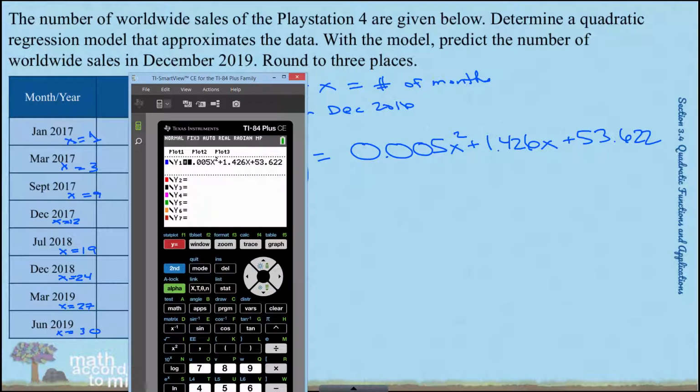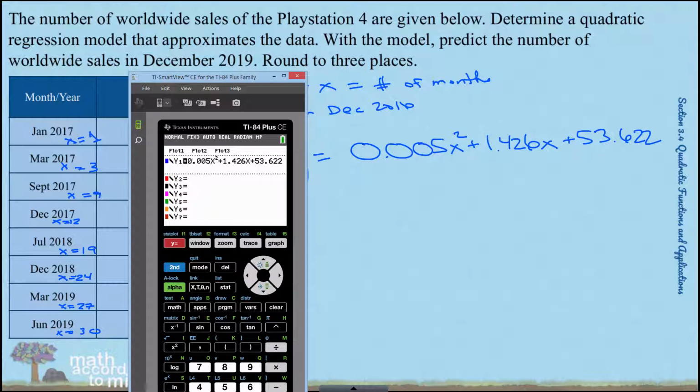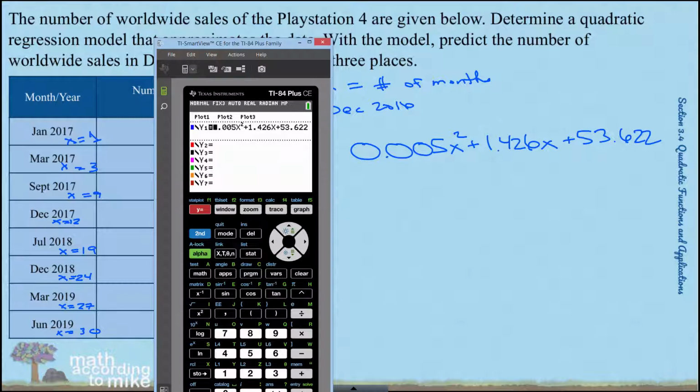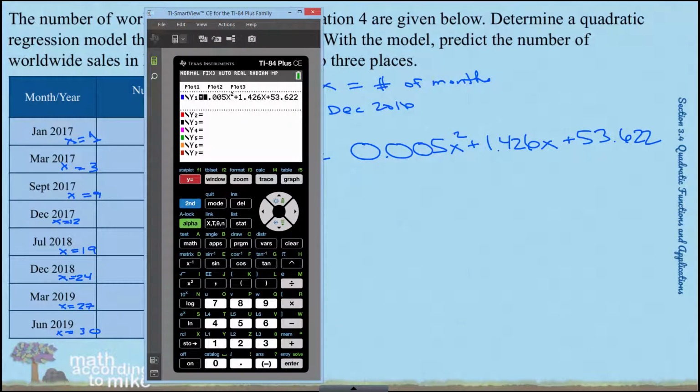So now, notice it says, with the model, predict the number of worldwide sales in December 2019. Well, if X is the number of months since December 2016, December 2019 is how many months away? Hopefully you said 36. So we have to put in 36 for these x's. We can use the calculator to evaluate the function because we already have the function in y1. To have the calculator evaluate the function, I'm going to go to second quit, go to vars, y vars, enter on function, enter on y1. And now make it look like f of 36 by saying y1 of 36. And hit enter.